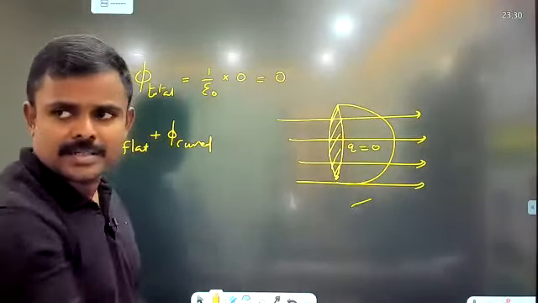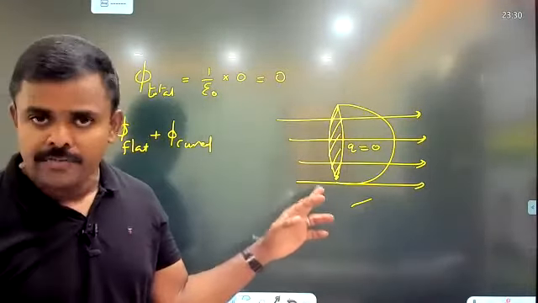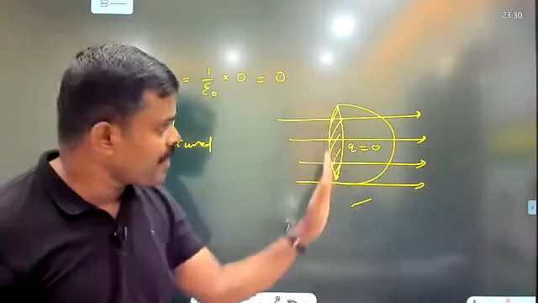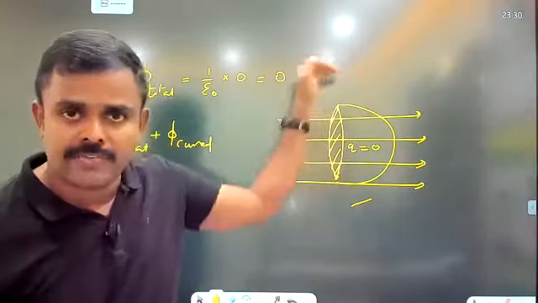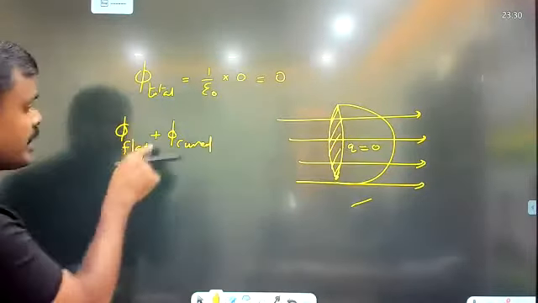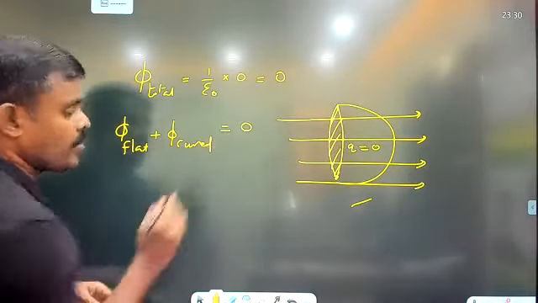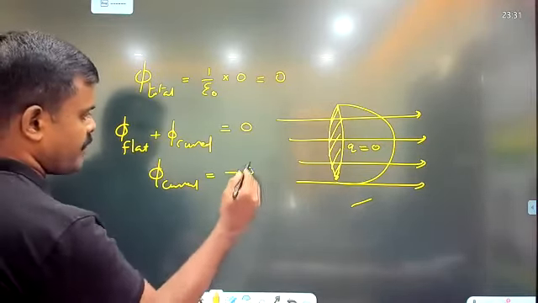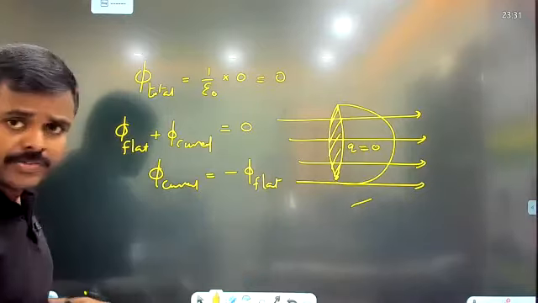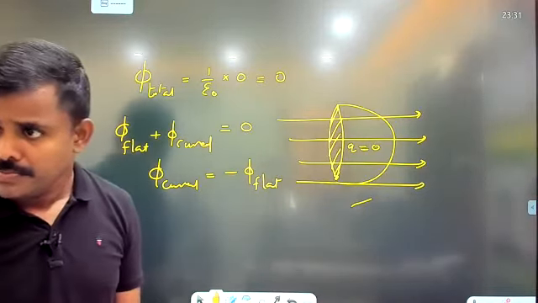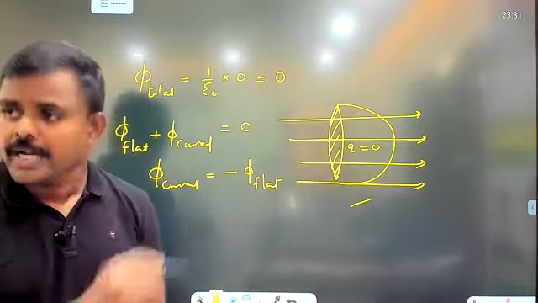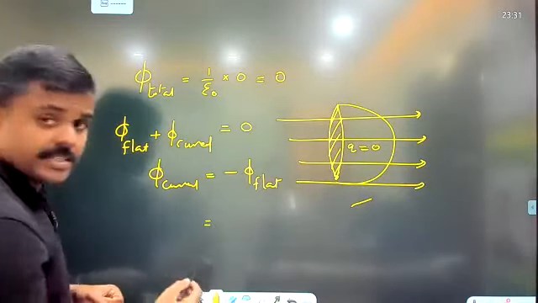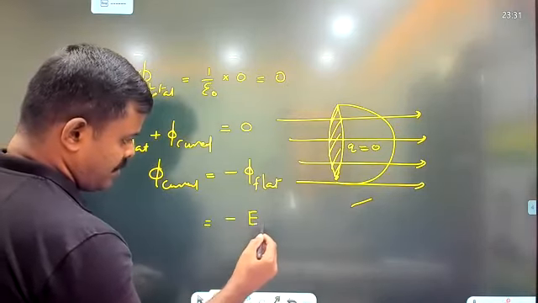If I take a hemisphere, how many surfaces does the hemisphere have? The left flat surface and the right hemispherical surface. So phi total can be written as phi flat plus phi curved equals 0. Phi curved is our question. Phi curved will be minus phi flat, because phi curved can't be found directly. So we are using an indirect method here. That is mathematically written this way. Understood? So this is minus phi flat.